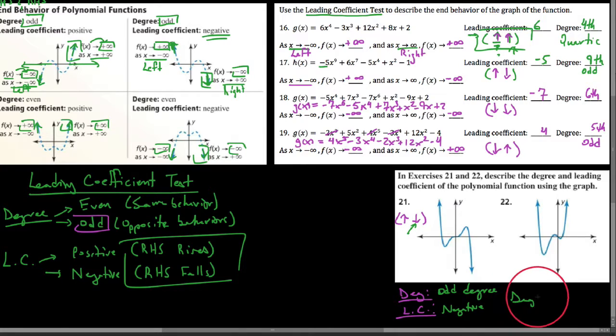I want you to figure out the same things here. What could you tell me about the degree and the leading coefficient given that the left-hand and right-hand side behavior are the same and the right-hand side behavior is specifically rising?